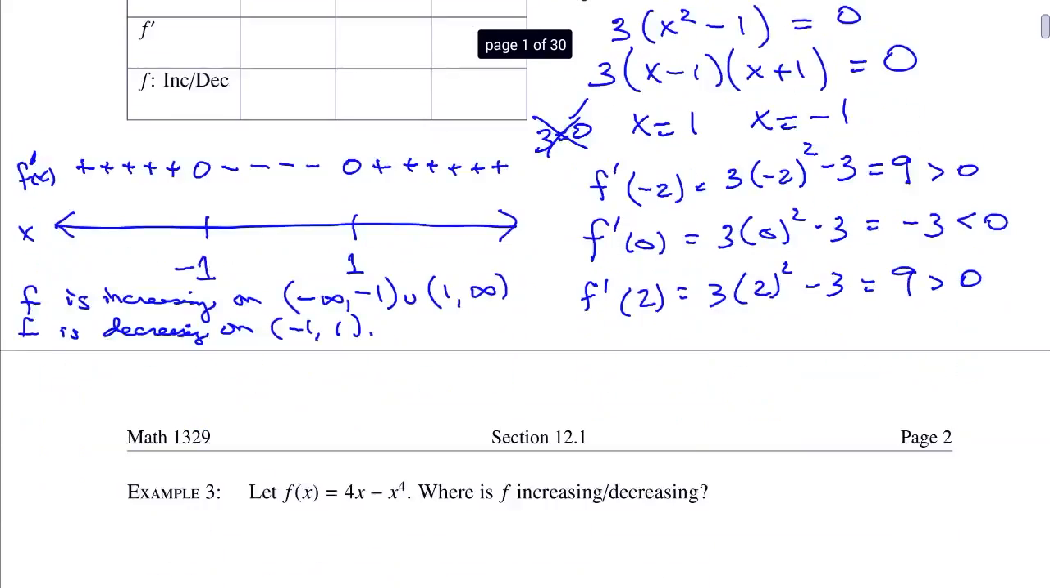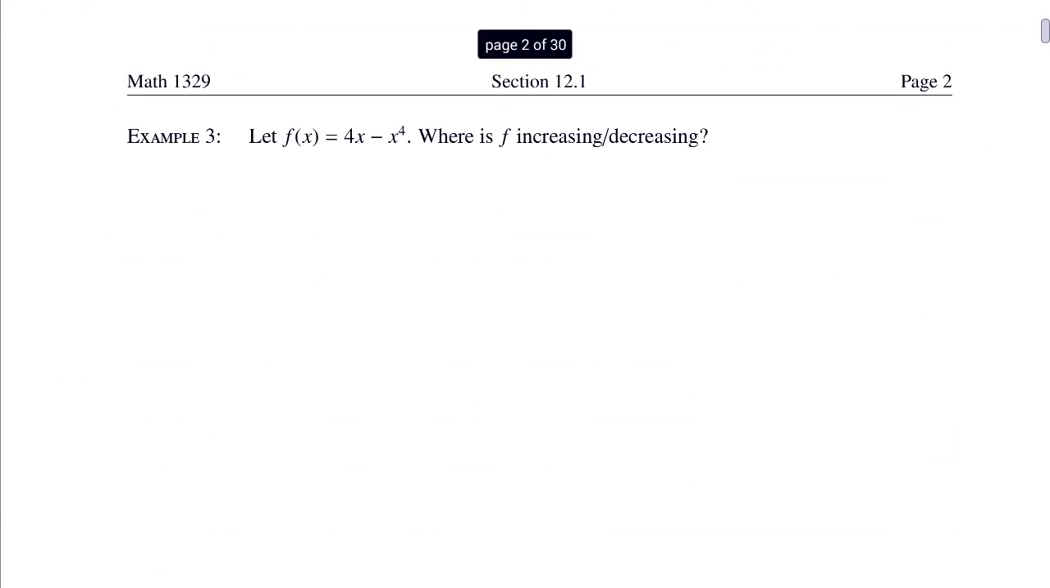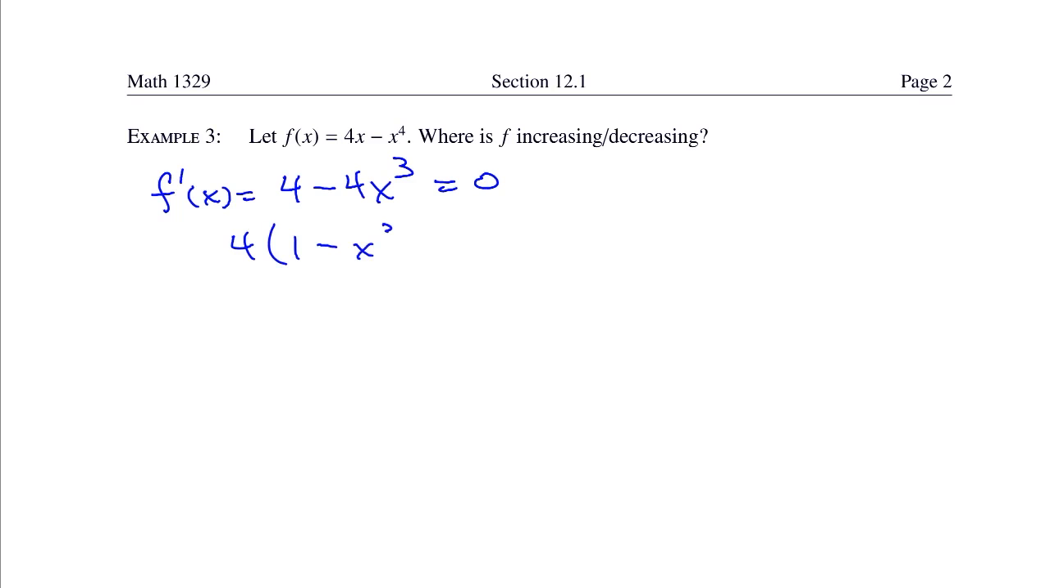All right, let's look at example 3. I'll let you work that one with your partner. Example 3, f of x is equal to 4x minus x to the 4th. So we'll take the derivative. Set that equal to 0. We get 4 times 1 minus x cubed. So we can factor this one using the difference of cubes. It's 1 minus x times 1 plus x squared equals 0.